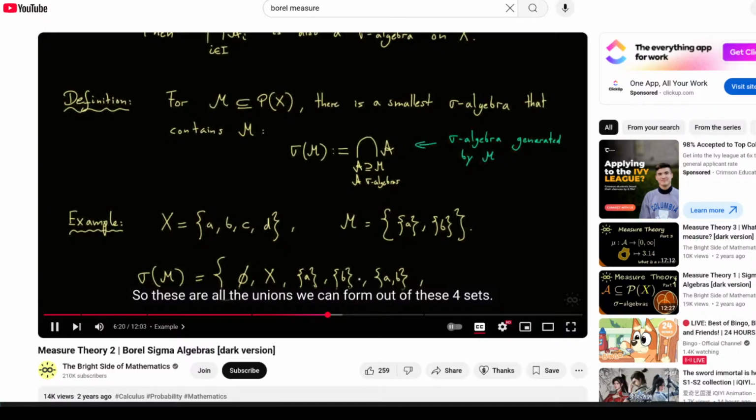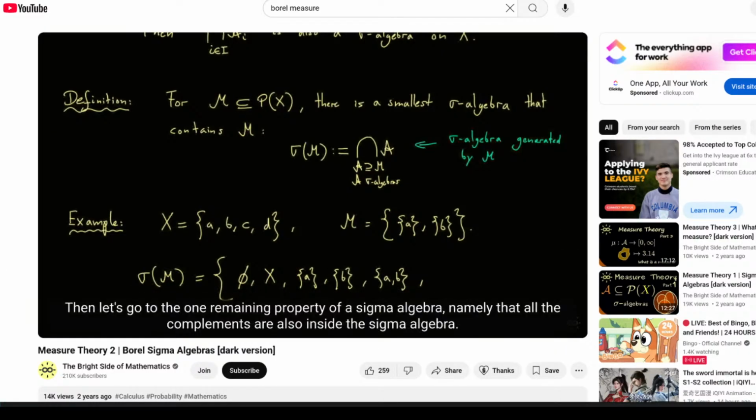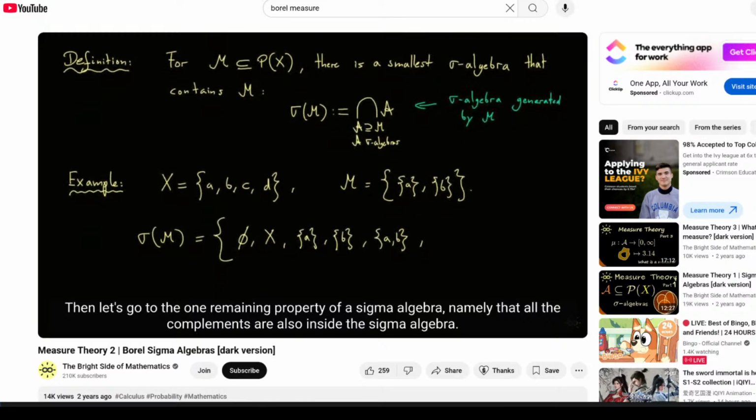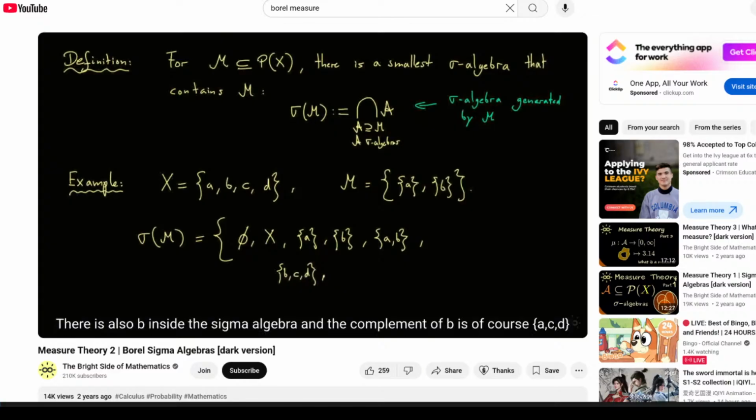These are all the unions we can form out of these 4 sets. Then let's go to the one remaining property of a sigma algebra, namely that all the complements are also inside. Which means here the complement of A is of course B, C, D, which also has to be inside the sigma algebra. And the complement of B is of course A, C, D. And then we also have to add the complement of the union of A and B, which is C, D.